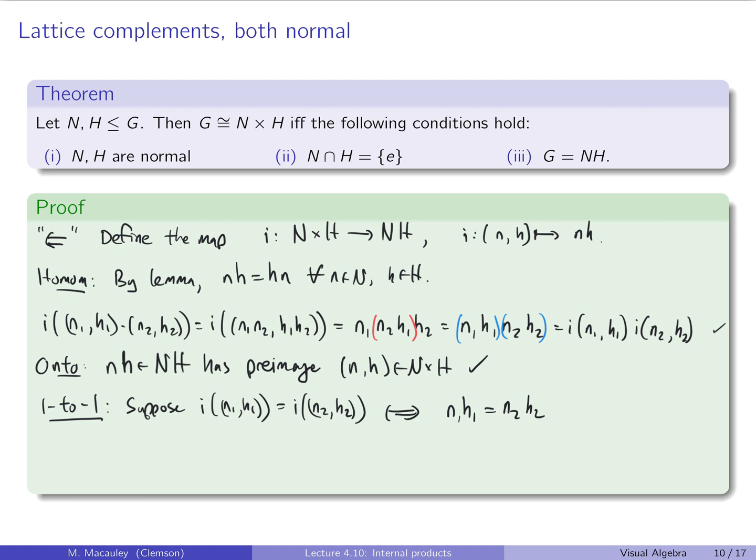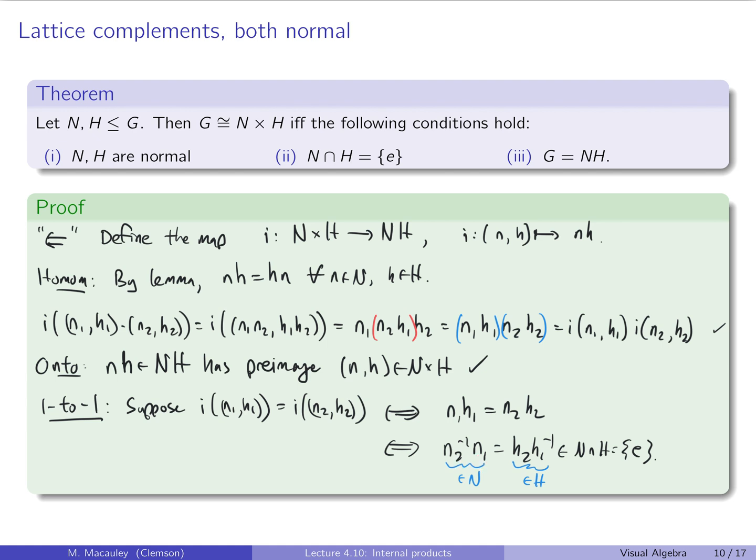Well, if that happens, that's the same thing as saying we can move things over and write n2 inverse n1 equals h2 h1 inverse. And so this now is in N, and this now is in H. And since these are lattice complements, that means that this is in N intersect H, which is the identity. And so if n2 inverse n1 is the identity, that means n1 equals n2.